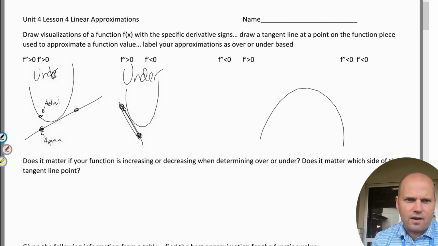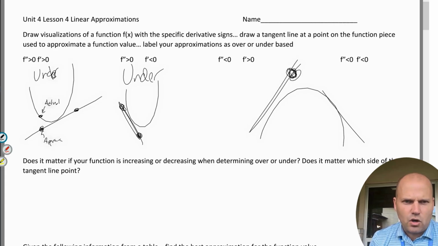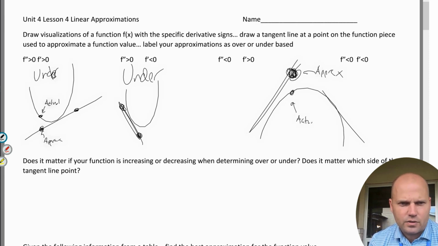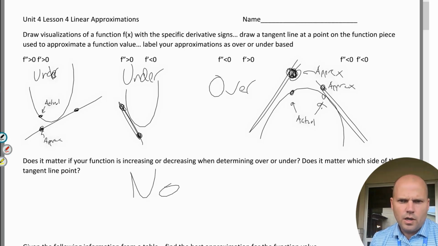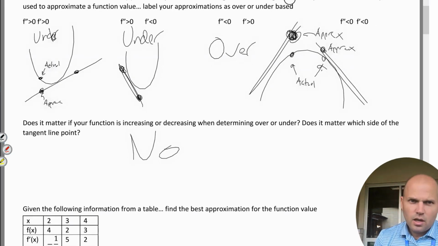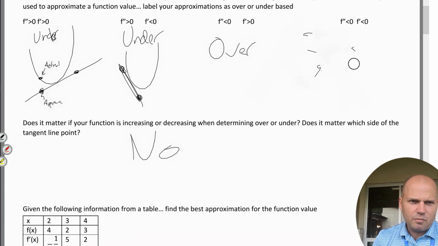If you are concave down, whether you are increasing or decreasing, it doesn't matter. Your values on your lines, which are your approximations, are over the values on your curve, which are your actual values. So these would be over approximations. Does it matter? No. It's all about curvature. Horrible example, horrible graph, but it's all about curvature.